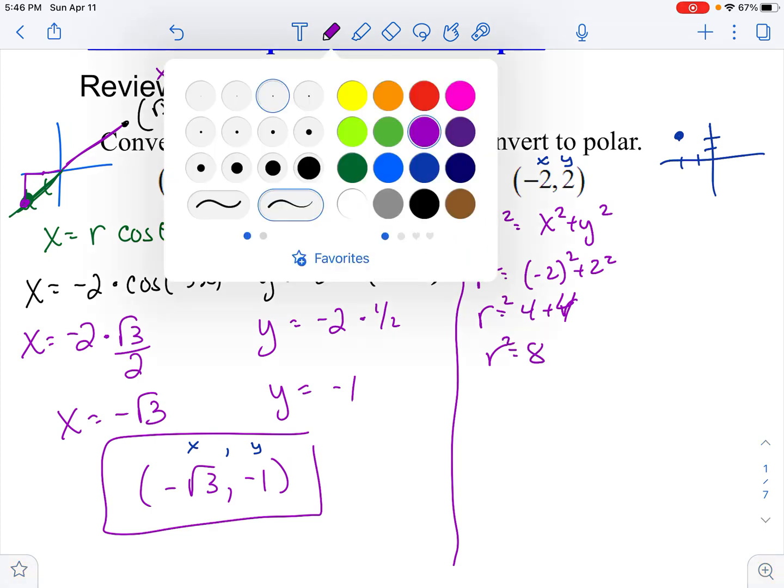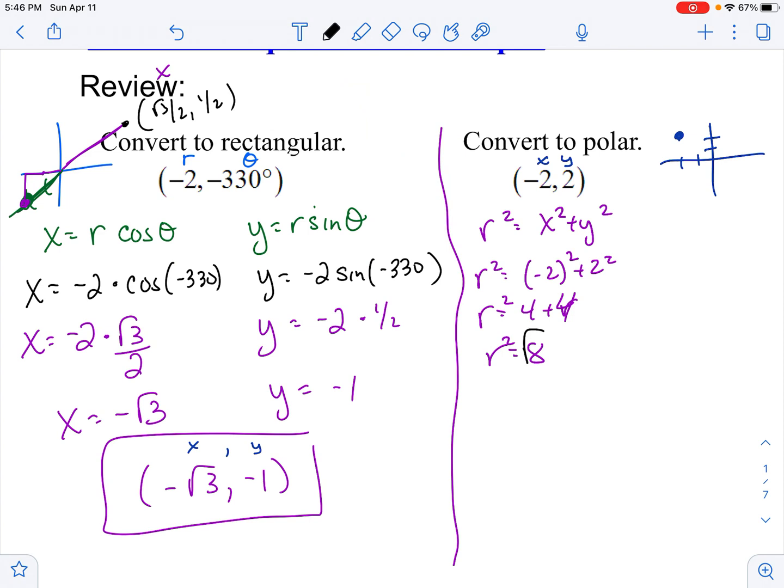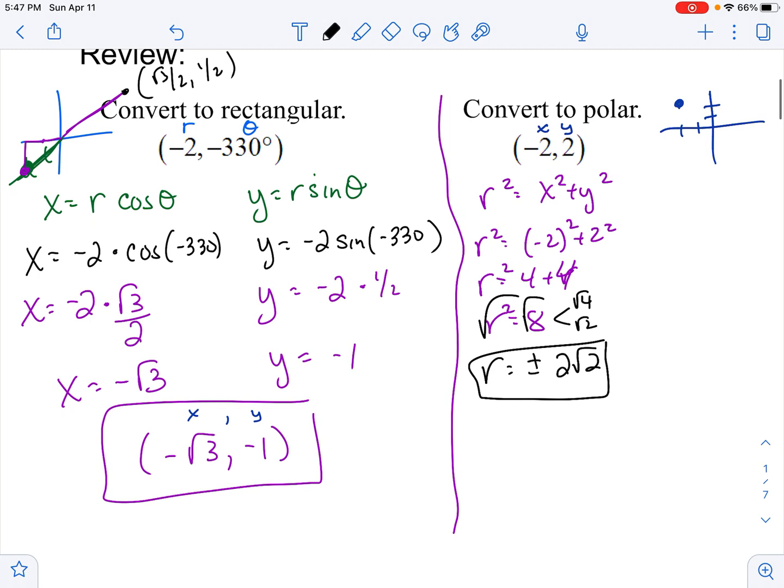If I root both sides, that gives me the square root of 8, but remember we get plus or minus. So r is going to be plus or minus, and that breaks down into √4 and √2. So plus or minus 2√2, there's my r values. So remember when we did these, we always found two polar coordinates. So one of them is going to have a positive r value of 2√2. And the other is going to have a negative r value of -2√2.